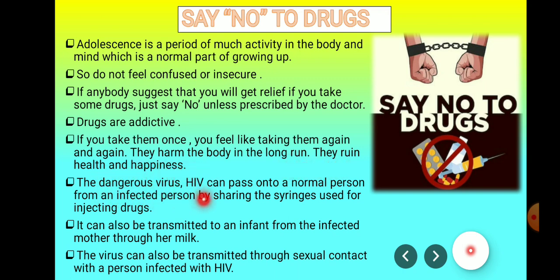The dangerous virus HIV can pass on to a normal person from an infected person by sharing the syringes used for injecting drugs. It can also be transmitted to an infant from the infected mother through her milk. The virus can also be transmitted through sexual contact with a person infected with HIV.